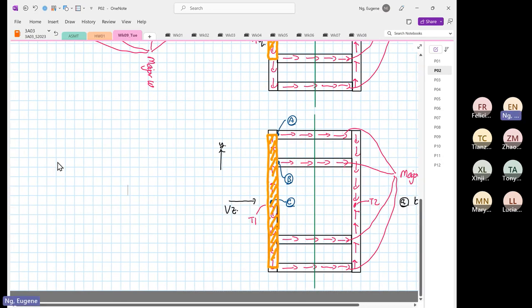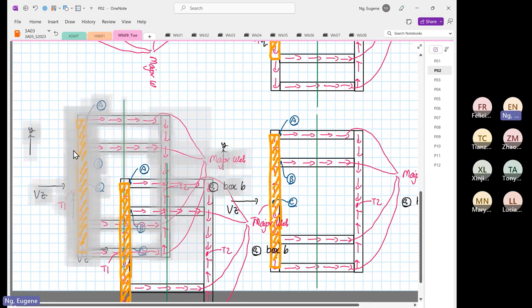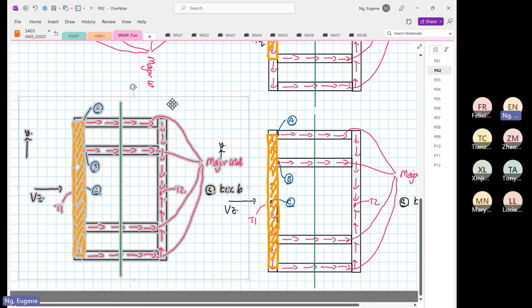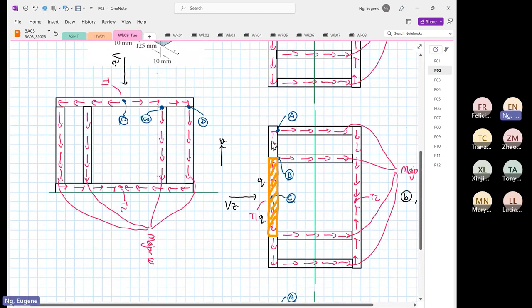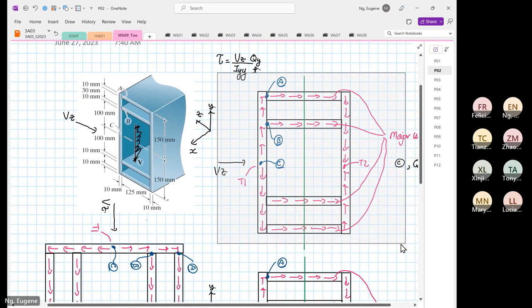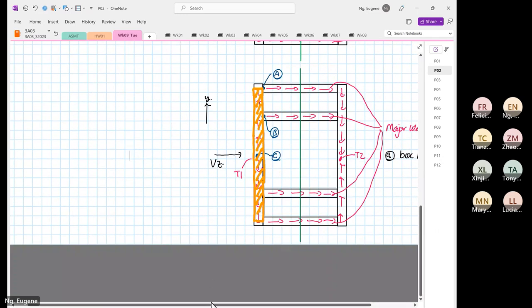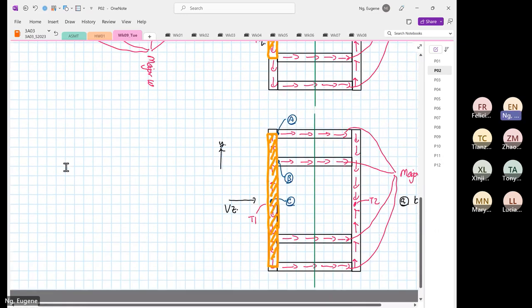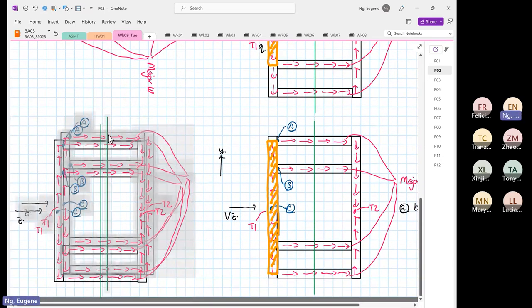And I'm going to call this point point D. Bear with me. And we are going to call this point over here. Sorry, wrong one. I shall copy this one. And then we want to look into point D now. And I'll show you where point D is.